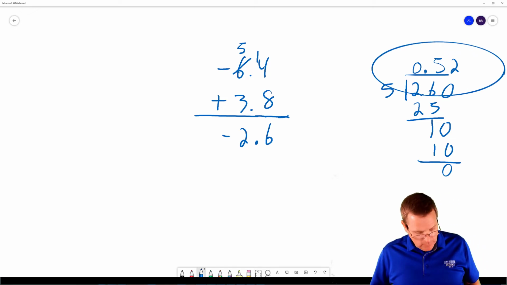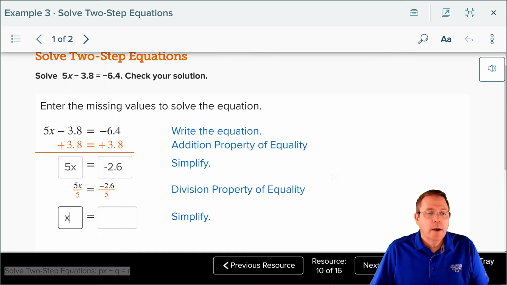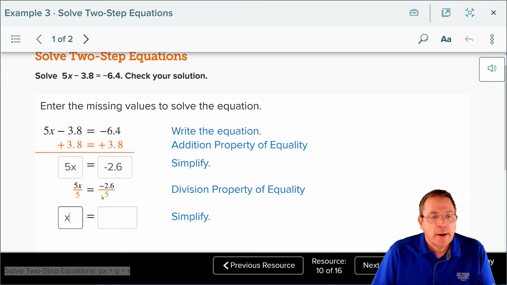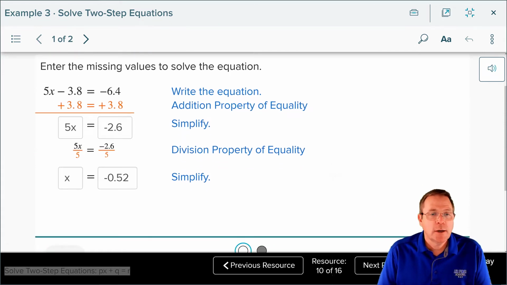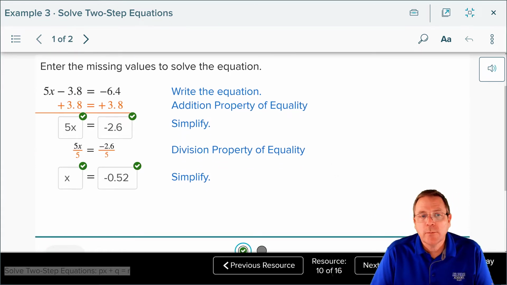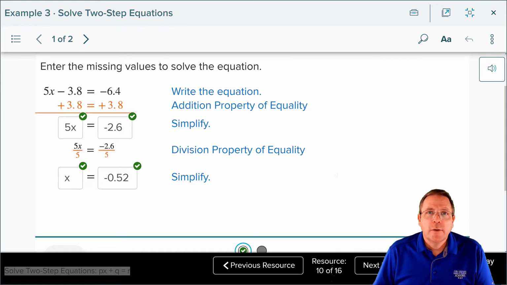So I get 0 and 52 hundredths, but I also have a negative divided by a positive, which means my answer is going to be a negative 0 and 52 hundredths. Hit check, and everything checks perfectly. This is showing your work, folks. This is what we must see.